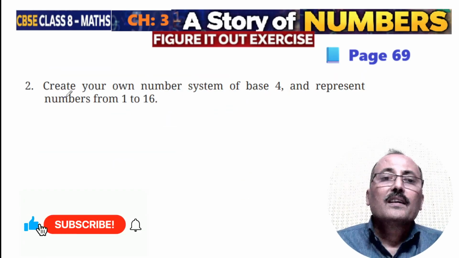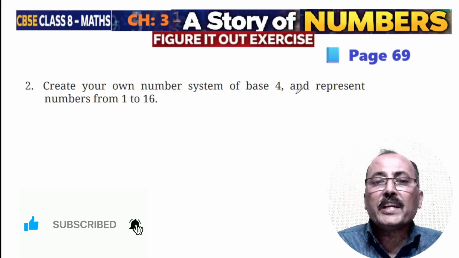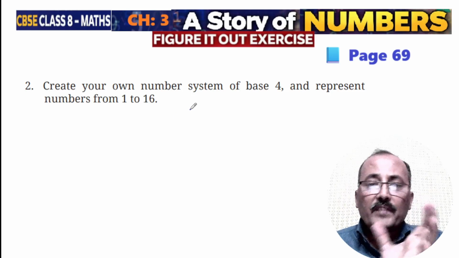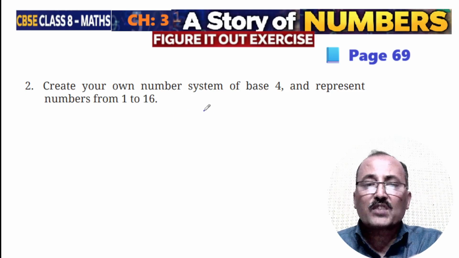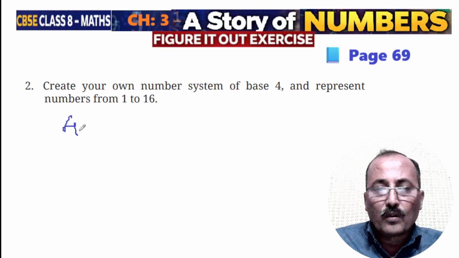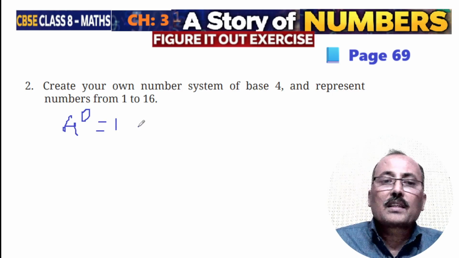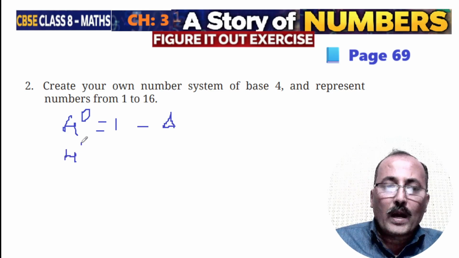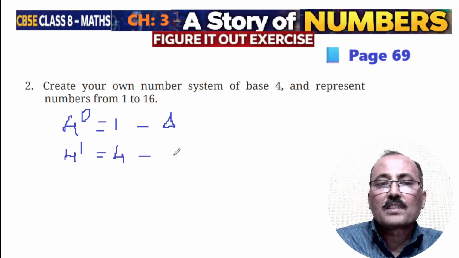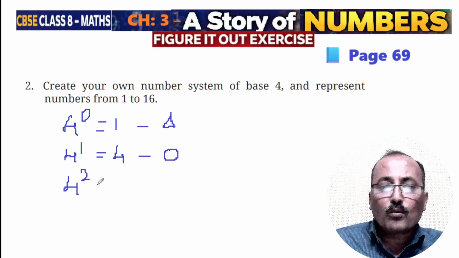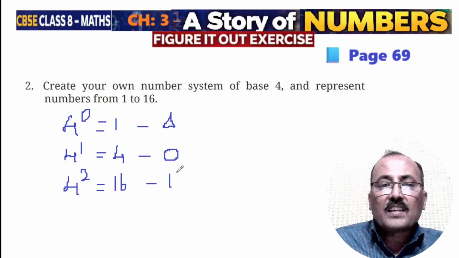Our next question is: create your own number system of base 4 and represent numbers from 1 to 16. Base 4. We have known base 5 with the triangle, square and so on. Here, 4 power 0 equals 1. For that, one symbol, we'll write a triangle. 4 power 1, that is 4, for that we'll write one symbol, a circle. 4 power 2, that is 16, for that what do we need? It is 16.